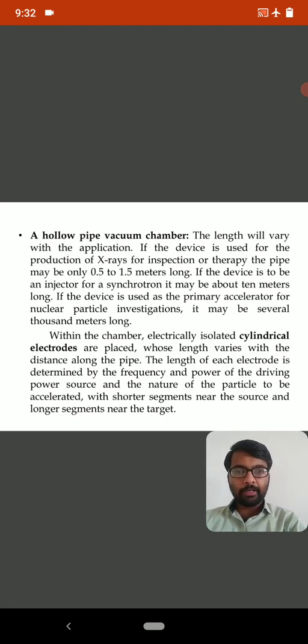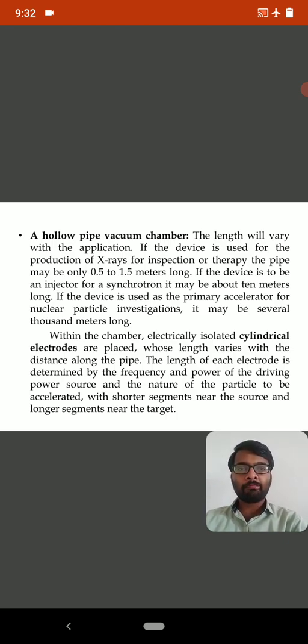And the nature of the particle to be accelerated, with shorter segments near the source and the longer segments near the target. Means the length of the cylindrical electrodes is small near the ion source and the length of the cylindrical electrode is long near the target. Means as we keep on moving from the ion source, the length of each cylindrical electrode will be increased.